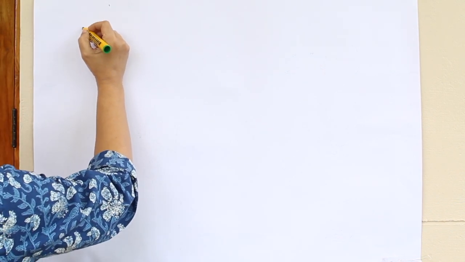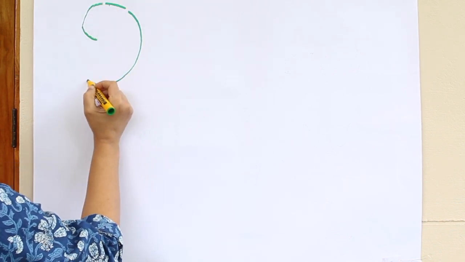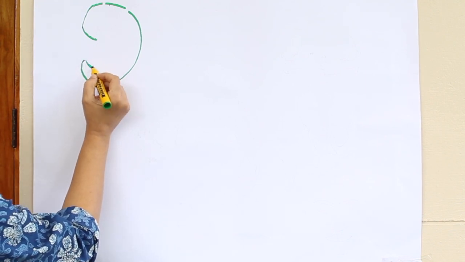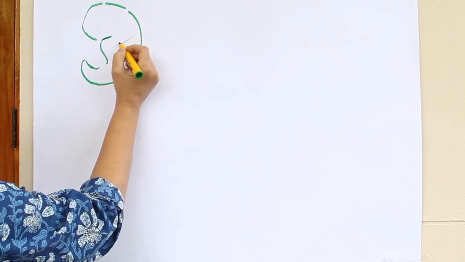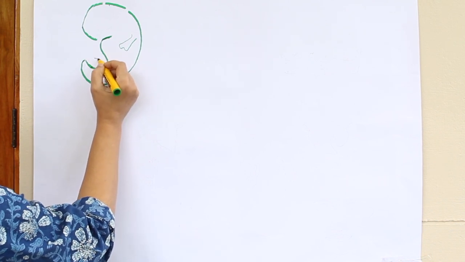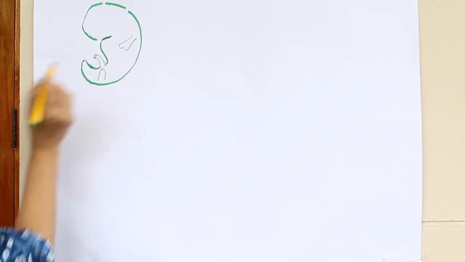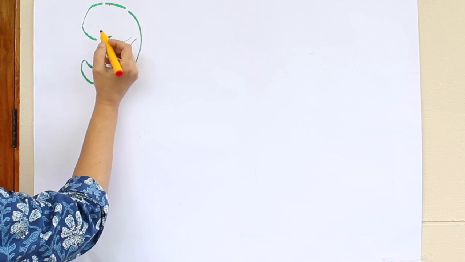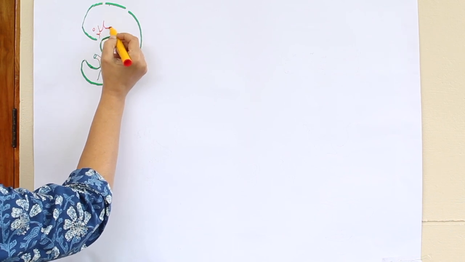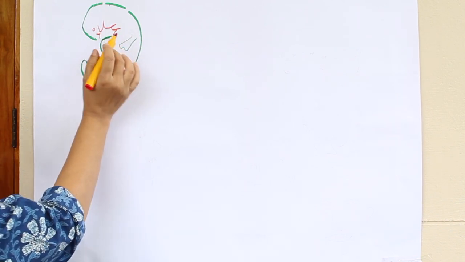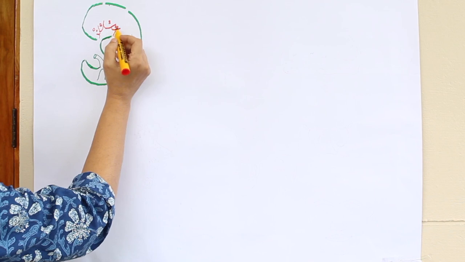I'm drawing an embryo in the fourth week of development. This is the shape of an embryo with umbilical cord, and in the upper part there are pharyngeal arches: 1, 2, 3, 4, and 6.